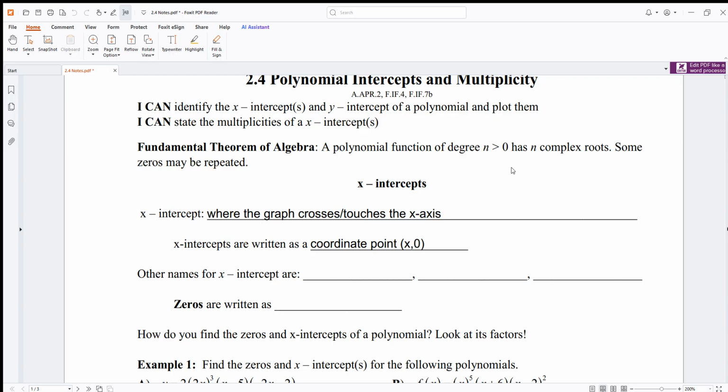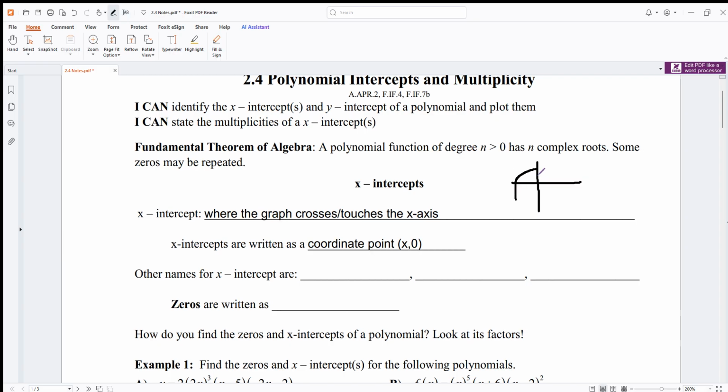Because no matter where we're looking, if we have any graph here, no matter what point we're looking at, that y value, every time it crosses the x-axis, has to be a y value of 0.